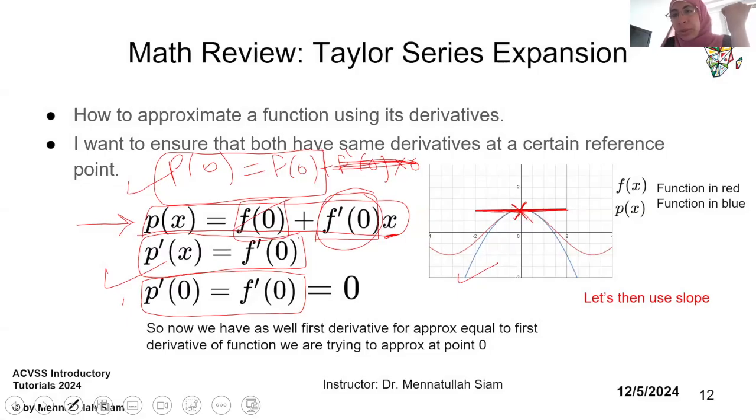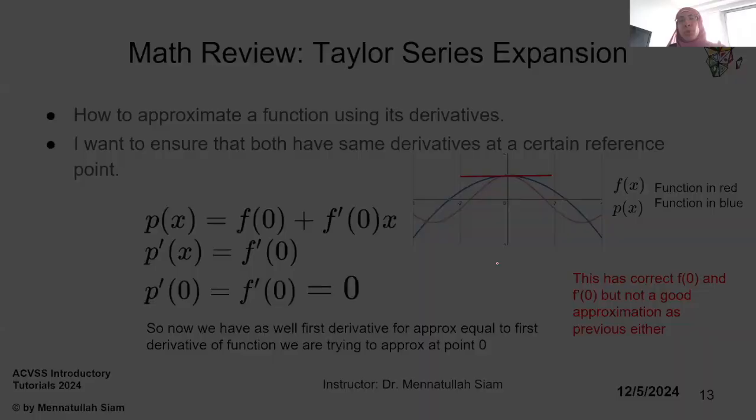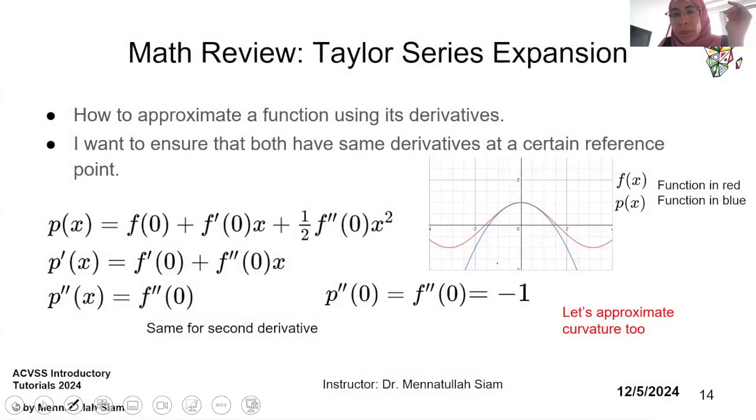This one is better. So instead of using only the slope, we can go a bit higher and use the curvature, which is the second derivative. So you can start adding here the second derivative. Again, this is just building intuition. I'm not trying to derive. I'm just building an intuition. What is the Taylor series doing?